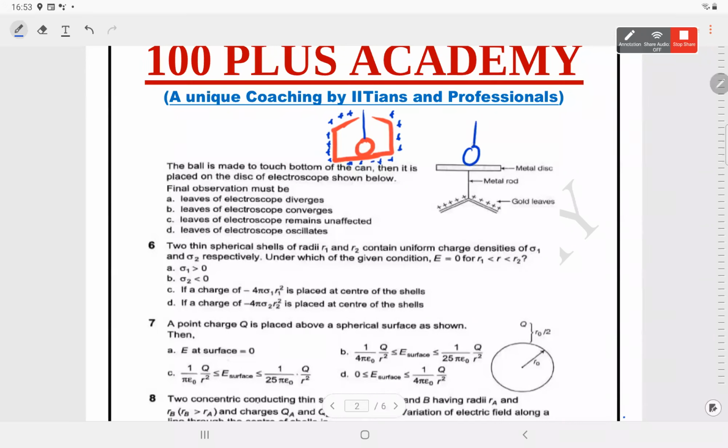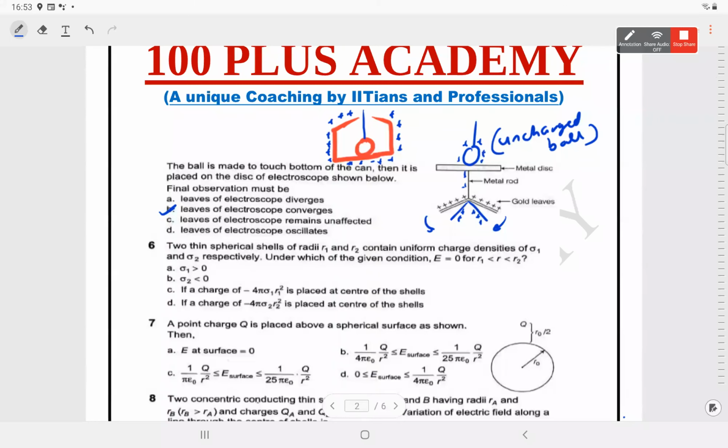Now since this ball is uncharged after touching the base, and now it is connected to a gold leaf which is already having some charge, by conduction some charge will come on its surface. The charge of the electroscope below will decrease. Some amount of charge from the electroscope will decrease, and as a result, the electroscope leaves will converge, not diverge. It will not diverge. So it's basically a simple question, only the language is tricky.